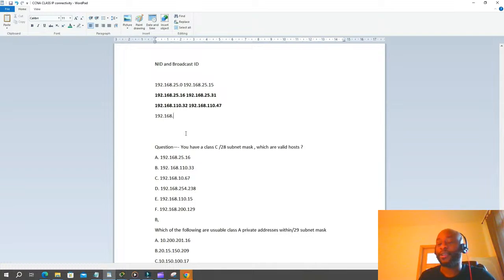Then for 67, .10.64 up to 192.168.10. plus 16. That's going to be 64 plus 16, which gives you 80. So you go to 79. Anything between this is valid. So 67 is between that, so it is valid. Right.